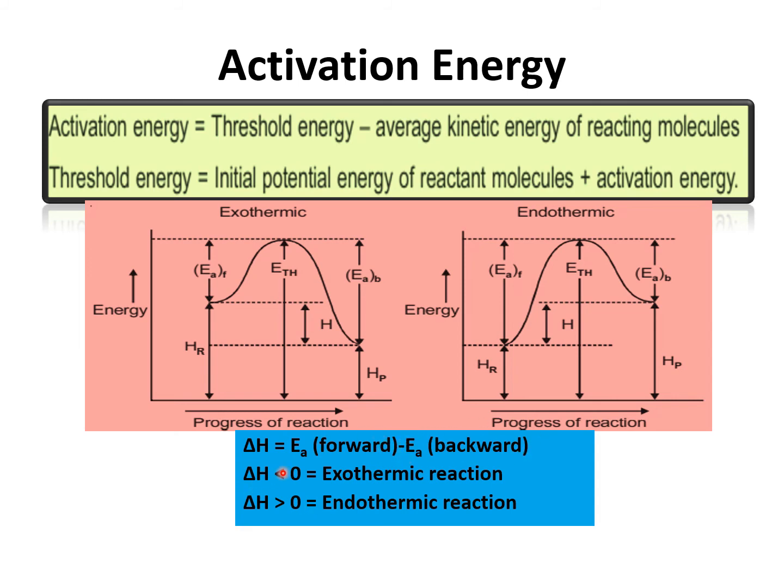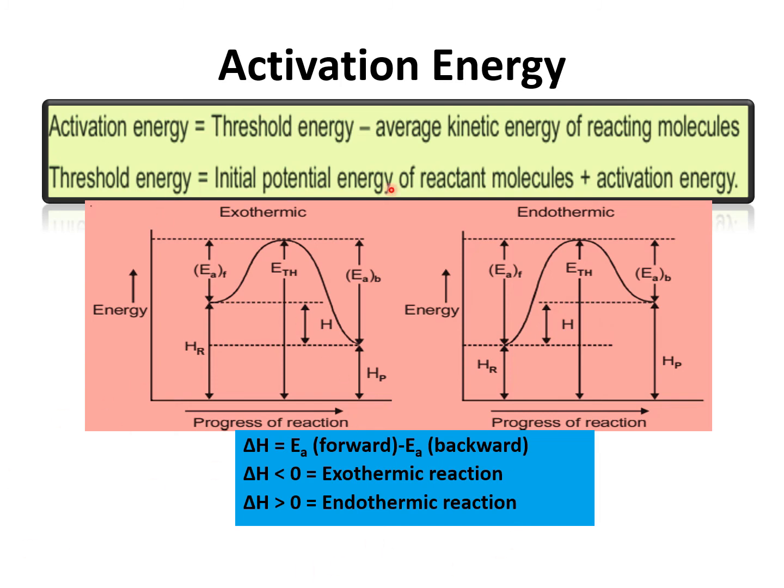If the delta H is less than 0, then this is an exothermic reaction. If it is greater than 0, then it is an endothermic reaction. This delta H is greater than 0, so it's endothermic. This is the difference between the endothermic and the exothermic reactions.